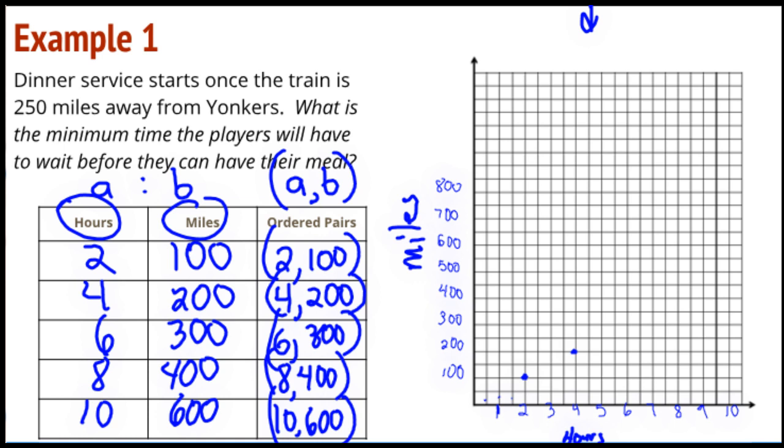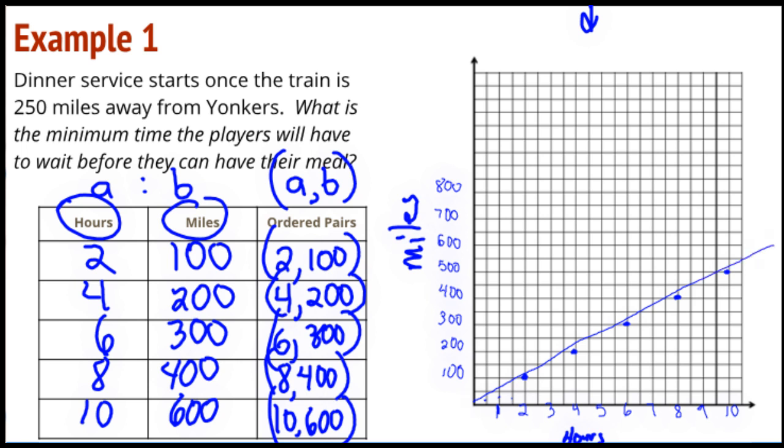And I go 6 hours. 1, 2, 3, 4, 5, 6 is 300. And 8 hours is 400. 1, 2, 3, 4, 5, 6, 7, 8. And 10 hours is 600. 1, 2, 3, 4, 5, 6, 7, 8, 9, 10. All right. And now I've got kind of this line that can connect them all.